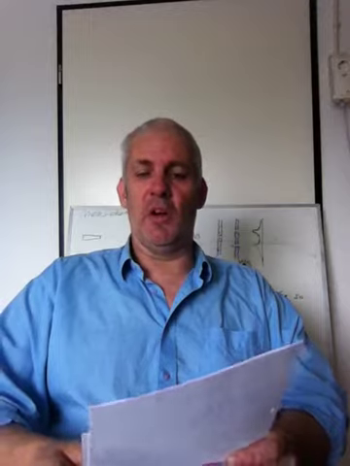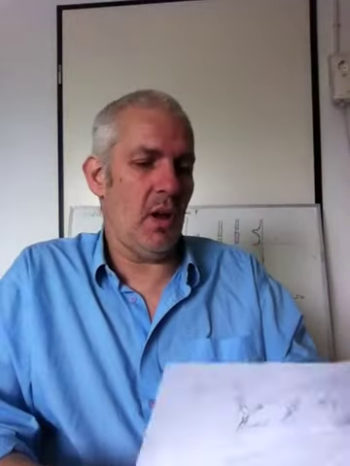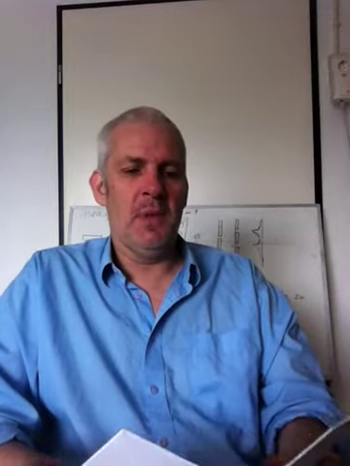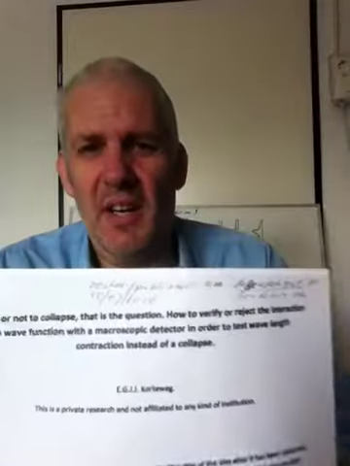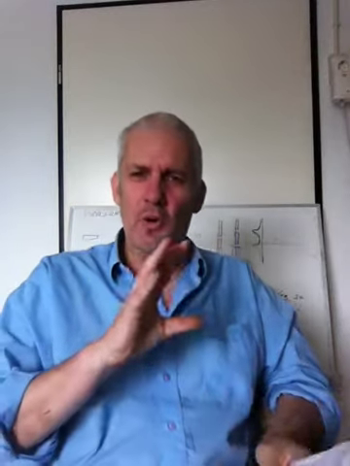What happens, and is there a real problem? Is this one? Top one: collapse or not to collapse, that is the question. How to verify or reject the interaction of a wave function with a microscopic detector in order to test wavelength contraction instead of a collapse. That's the second one. Yeah, I wrote two.